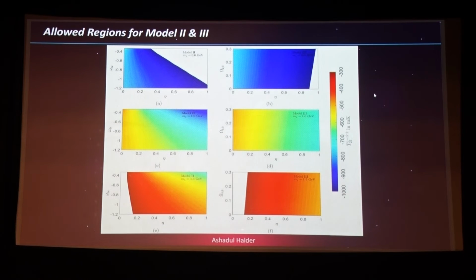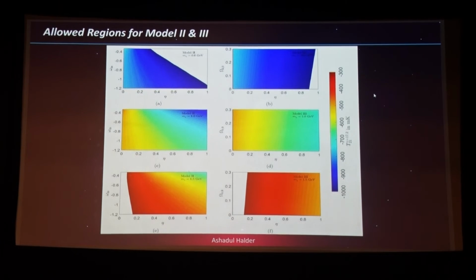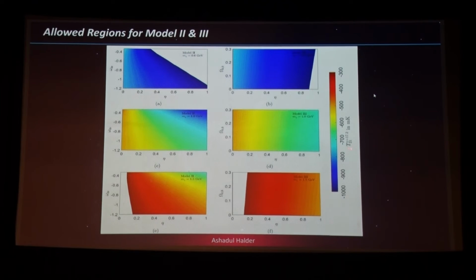And these are for model 2, VD model 2 and VD model 3. Here different color represents different values of T21 at z equals 17.2, and this white region represents the region beyond the allowed limit according to EDGES.